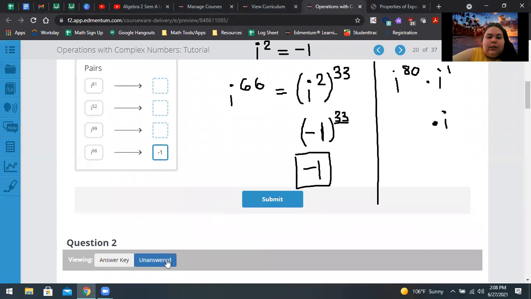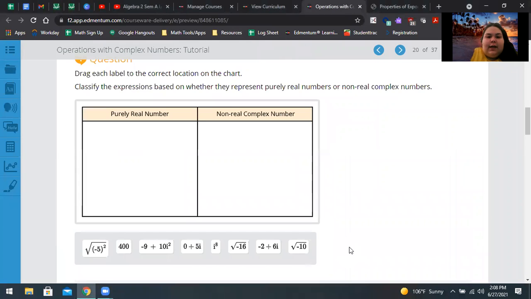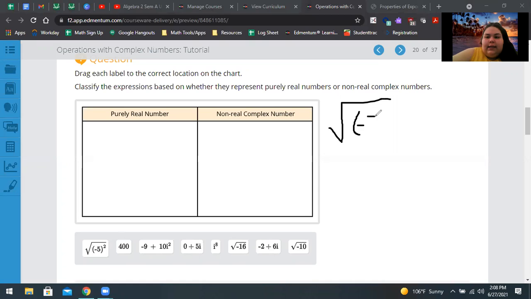Moving on to question number 2. They want you to identify if it's purely a real number or a non-real complex number. Some of these you're actually going to have to simplify. For this one right here, the square root of -5 raised to the 2 power, there are 2 ways to do this. The square root cancels the square. You're left with -5. Now, a complex number, remember, has to carry a real and an imaginary, normally set up like this.